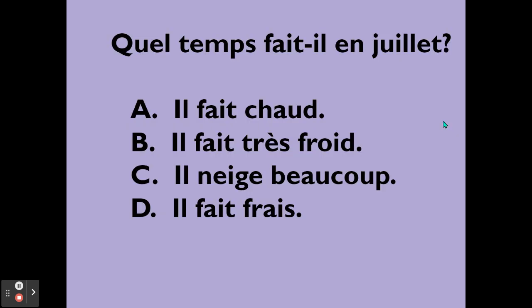All right, here's a sample question. Quel temps fait-il en juillet? Il fait chaud, il fait très froid, il neige beaucoup, il fait frais. So which one would be the best for July? Il fait chaud. It's hot in July. Not very cold, not snows a lot, and not cool out. It's really hot in July. So pick the one that makes the most logical sense.